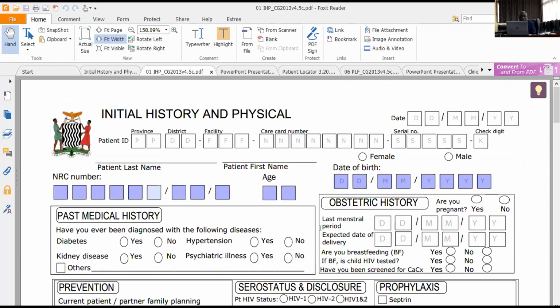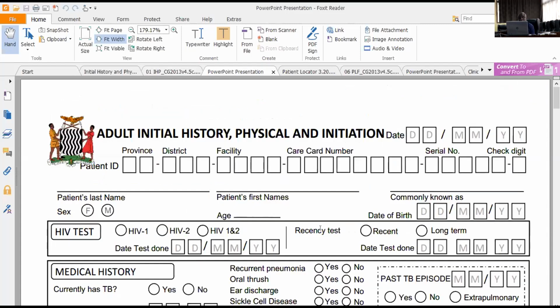This one, even the title itself has changed from just initial history and physical to adult initial history, physical, and the initiation. So the demographics here is the same. The care card number is included, the serial number, check digit, but they have included the nickname because that is the name that people are commonly known with in the compounds. So the commonly known name is also included on this new form.